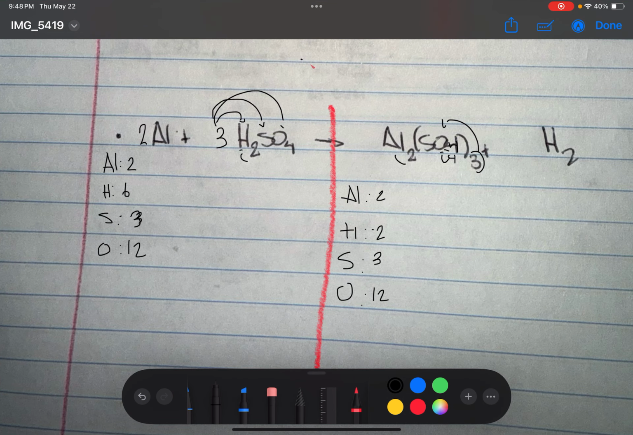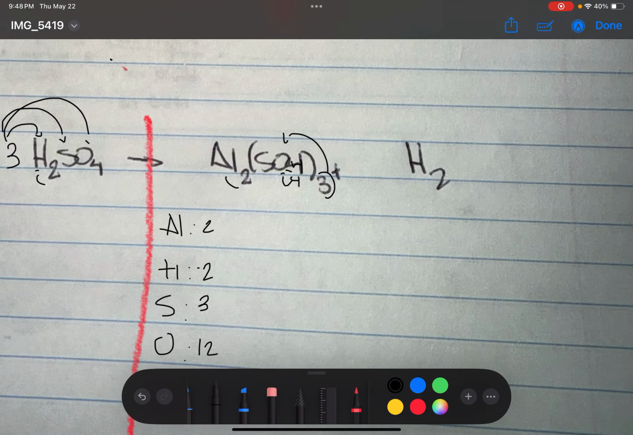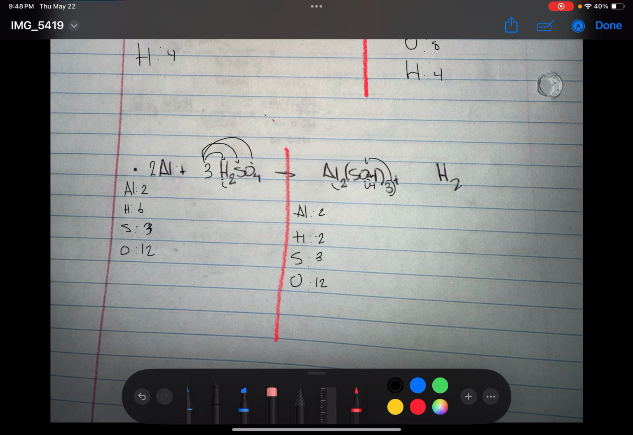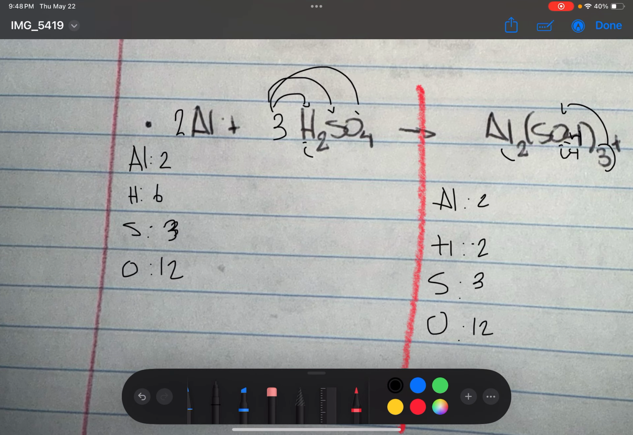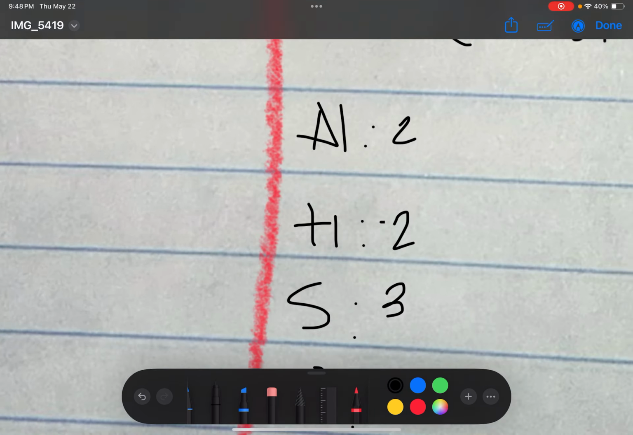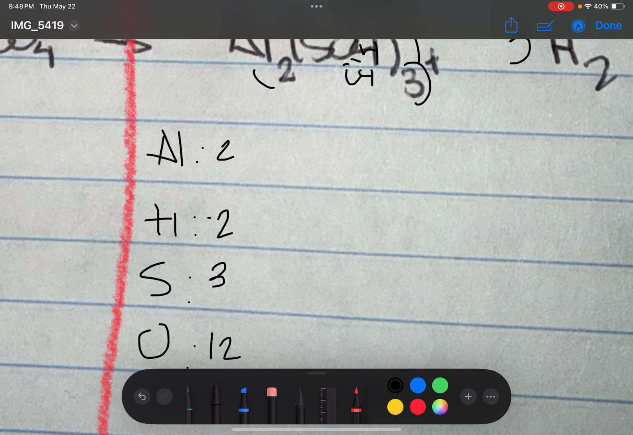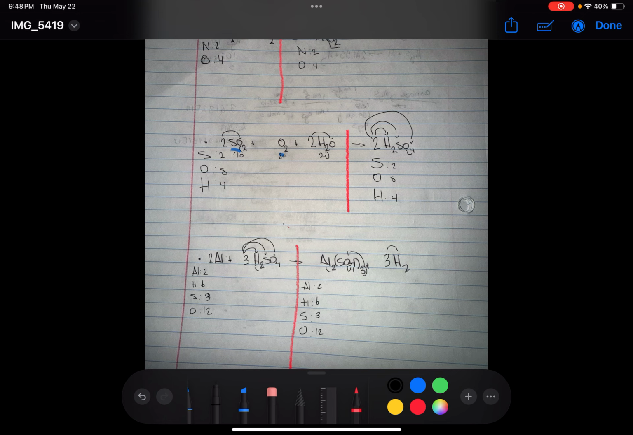Now we're so close. Our hydrogens are the only ones that are unbalanced. But lucky for us, guys, hydrogen over here is by itself, so if we multiply that, it won't affect anything else. So we need to do 2. What can we multiply 2 by to get to 6? It's 3. 3 times 2 H's is 6. That means, guys, you just balanced an equation.